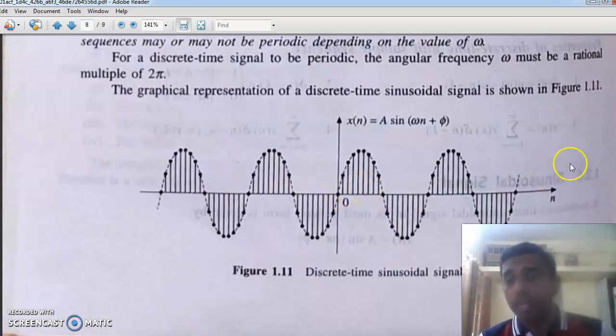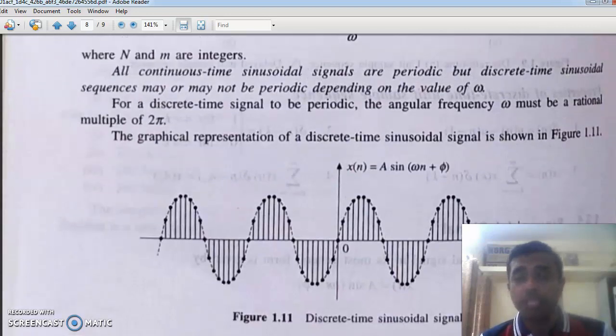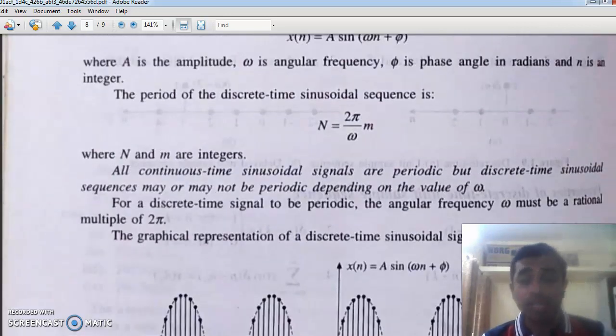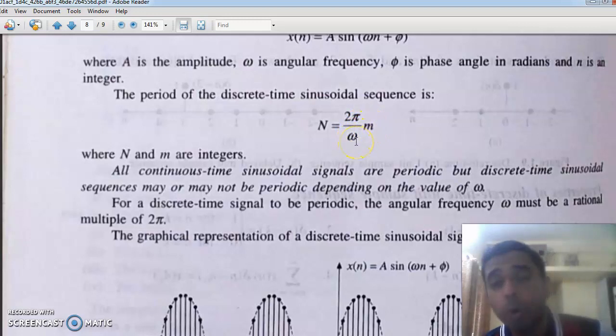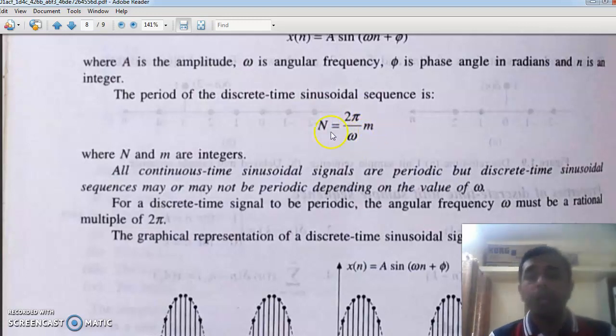So what is the time period of such a signal? The time period, there it was capital T, here it is capital N. It is nothing but 2 pi multiplied by an integer m divided by the angular frequency omega. N is an integer, m is also an integer. So N by m is equal to 2 pi by omega.